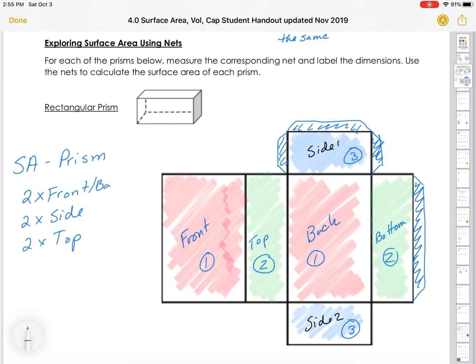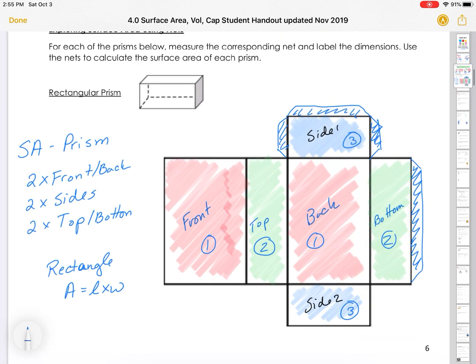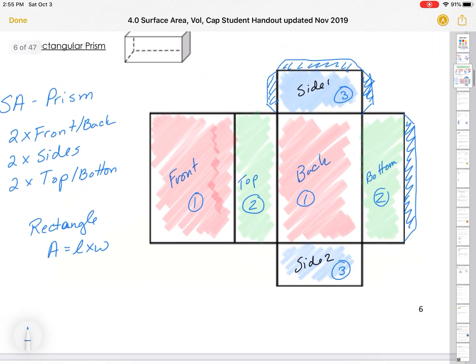So we can say front, back, top, bottom, and the sides. Okay, they're all rectangles, so they're all length times width, right? So if we had measurements, for a rectangle its area is length times width. If we know their areas, or their length and their widths, we can figure that out. Now here we don't have measurements, so we can't find that area. We can substitute in some numbers and figure it out.